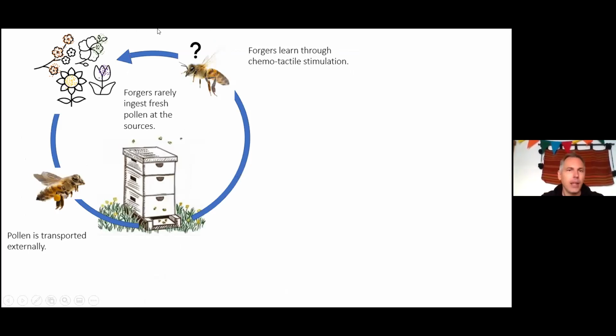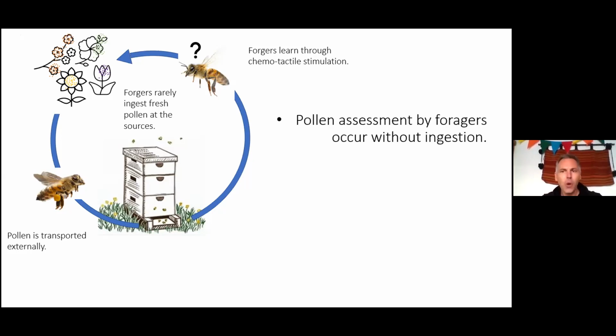It is believed that foragers rarely consume fresh pollen at the sources. Indeed, pollen is transported externally in their corbiculae, and I already showed you that foragers learn with pollen through chemotactile stimulation. It means without digestive stimulation. So it led us to speculate that pollen assessment by foragers occurs without pollen ingestion.